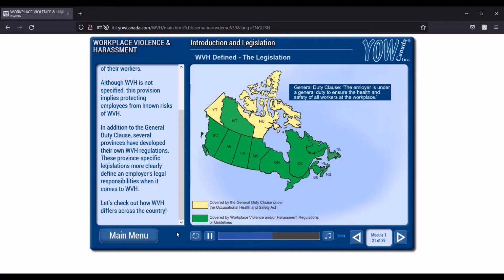In addition to the General Duty Clause, several provinces have developed their own WVH regulations. These province-specific legislations more clearly define an employer's legal responsibilities when it comes to workplace violence and harassment. Let's check out how workplace violence and harassment differs across the country.